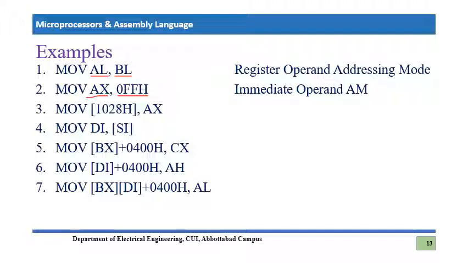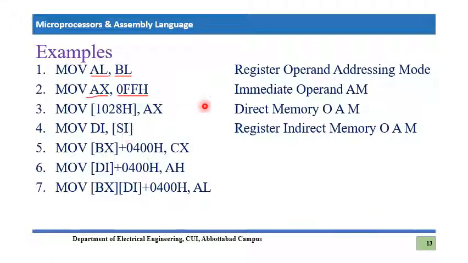In the third example we see a direct address is given, and the square brackets indicate it's a memory operand. A direct effective address is given, so this is going to be direct memory operand addressing mode. In the fourth example, we again see square brackets, which means it is a memory operand, but this time a direct effective address is not given; rather, the source index is given and the address is stored in that register, so this is going to be register indirect memory operand addressing mode. In example 5 there are square brackets, so again it is a memory operand, and this time we see base plus a 16-bit displacement. That means it is based memory operand addressing mode.